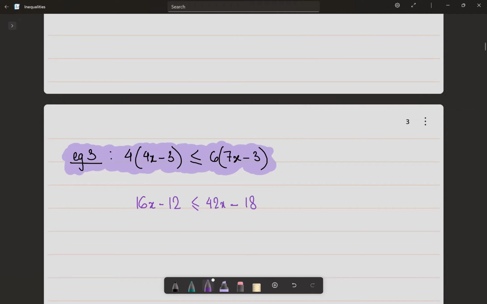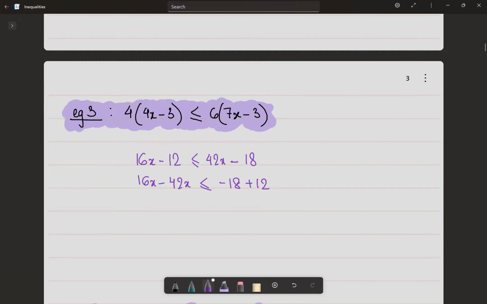Now 42x goes to the other side, and 12 comes to the right hand side. So we will get 16x minus 42x is less than or equal to minus 18 plus 12. So 16 minus 42 is going to give us negative 26. So negative 26x is less than or equal to minus 18 plus 12, giving us negative 6.